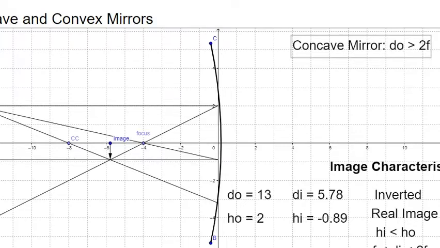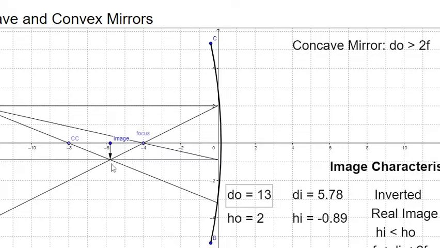Our object is way out here, right? Way more than 2 focal lengths away. You can see down here, it's 13 centimeters away from the mirror. So that is our object distance. DO is 13. Center of curvature is 8, 2 focal lengths from the mirror. The focal point is 4 from the mirror. So the focal length is 4. So those are some important terms you need to know.